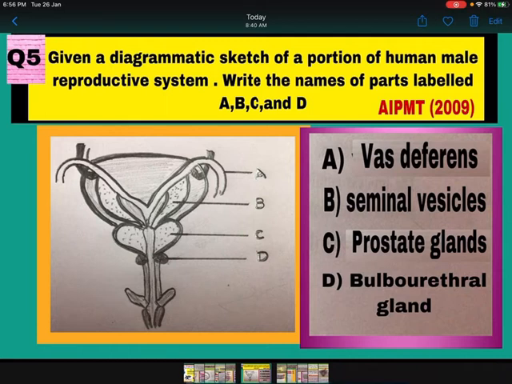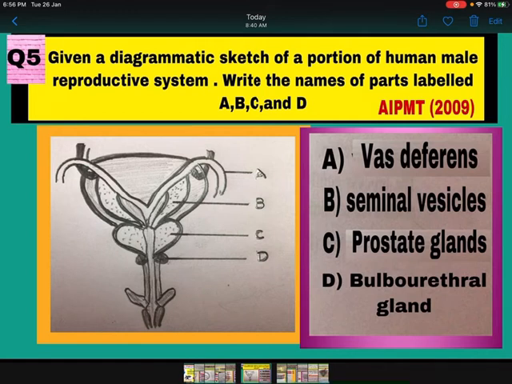This part of the human male reproductive system shows the male accessory glands. B, C and D are glands while A is a duct. Now label A. A is a vas deferens. B are glands, a pair of seminal vesicles. C are glands, a pair of prostate glands and D are a pair of bulbourethral glands.